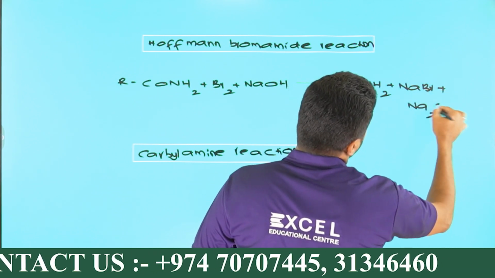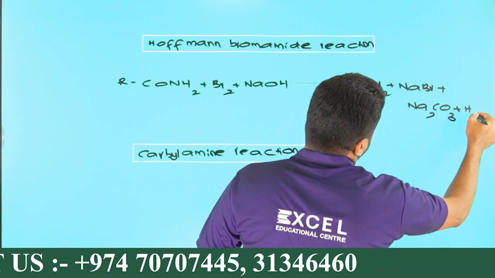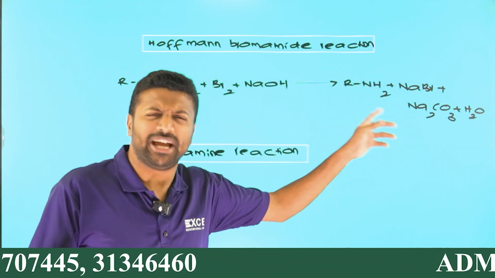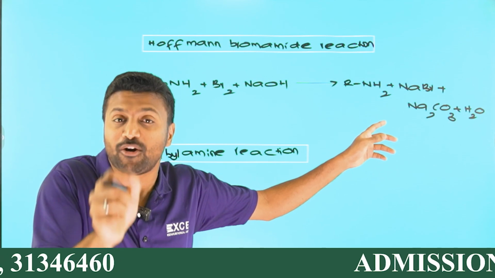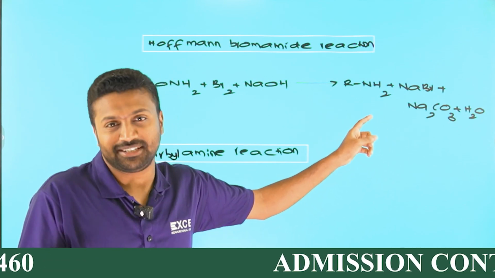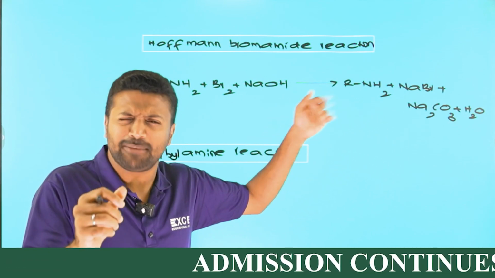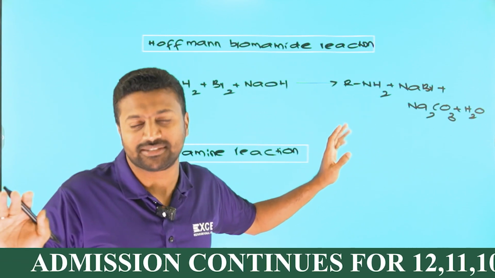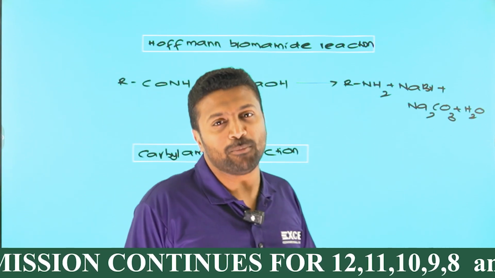The byproducts are NaBr plus Na2CO3 plus water. See guys, during a conversion reaction there is no need of the byproduct, but when asked what is meant by Hofmann, the byproduct is a must. Anyway, it's called the Hofmann bromamide reaction.